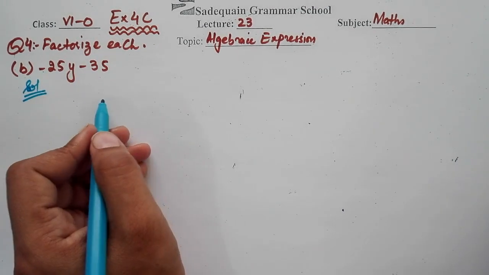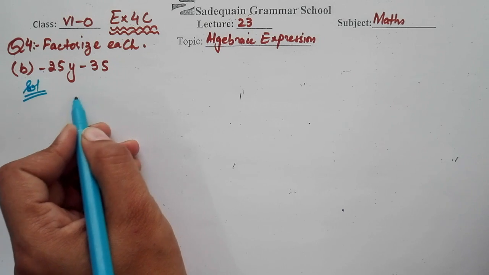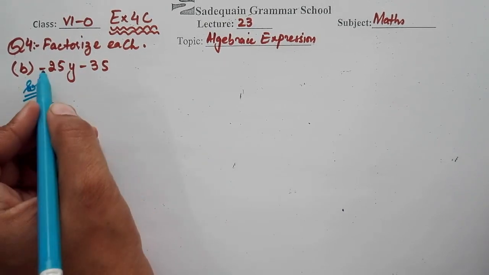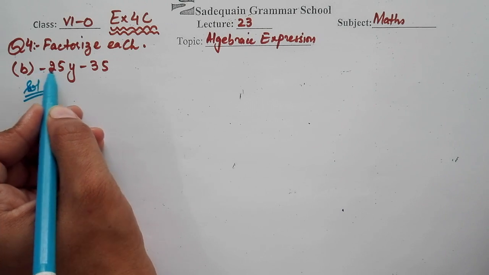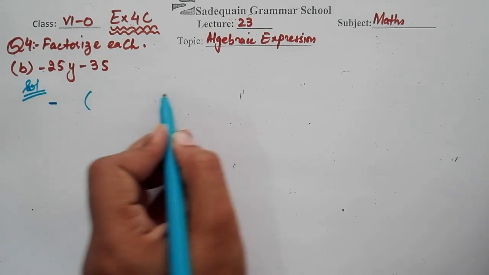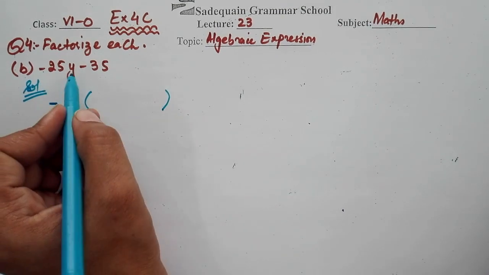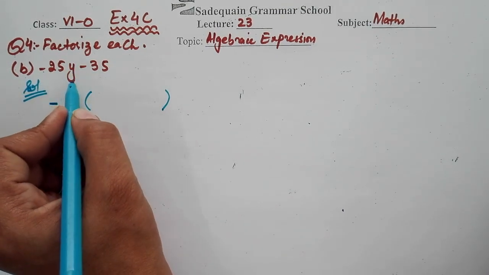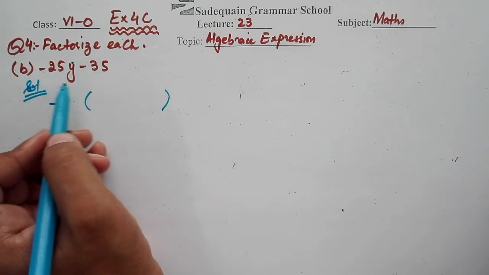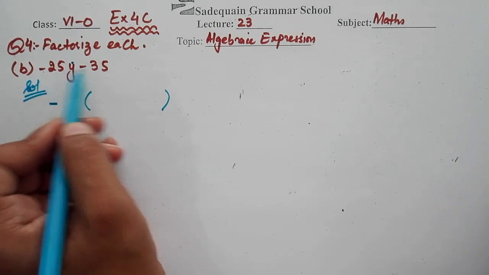First, what we have to do is take out the common things among these two terms. So first, which is common here? It is minus 25, and here minus 35. So we are taking this minus as a common outside the bracket. Now let's talk about the variable y. Here the y is present, but there is no y in the other term, so we can't take it as a common because it is not present in both terms.